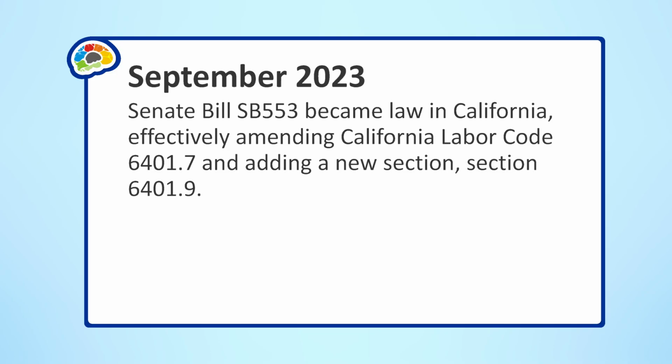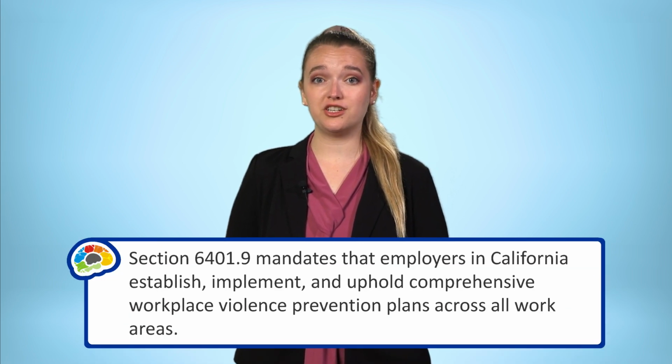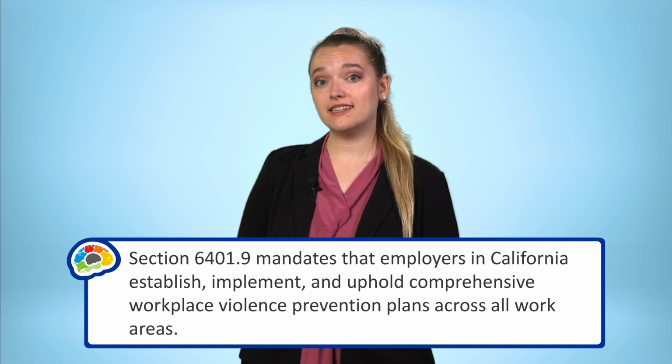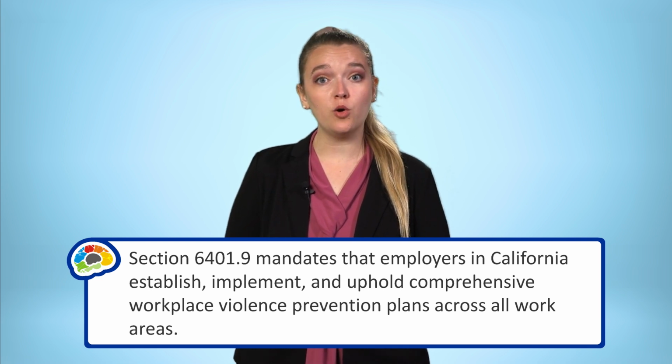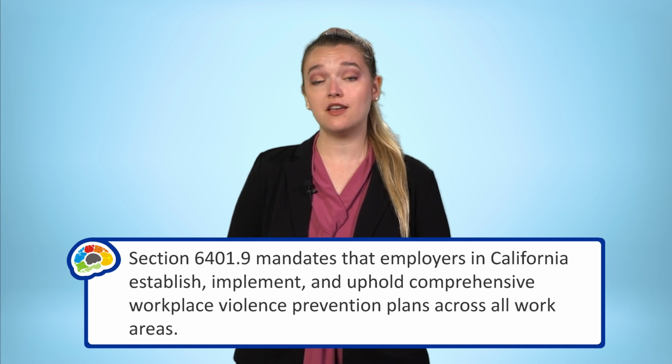In September of 2023, Senate Bill SB553 became law in California, effectively amending California Labor Code 6401.7 and adding a new section, Section 6401.9. In this course, we will break down the key components of this addition and discuss what it means for employers and employees in California. In simple terms, Section 6401.9 is a crucial addition to the Labor Code. It mandates that employers in California establish, implement, and uphold comprehensive workplace violence prevention plans across all work areas. It also outlines the specific requirements for these prevention plans.